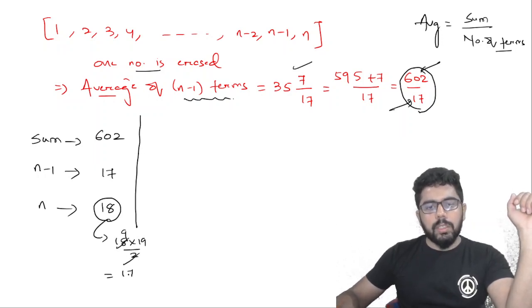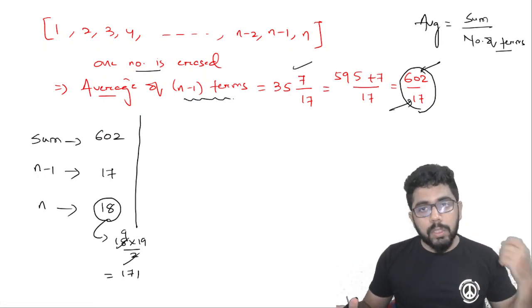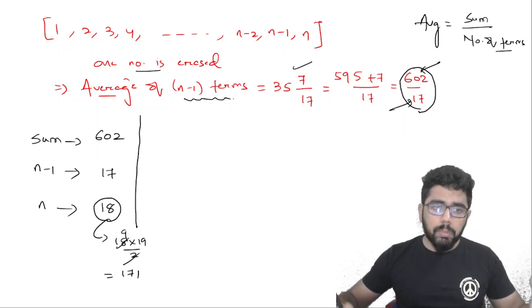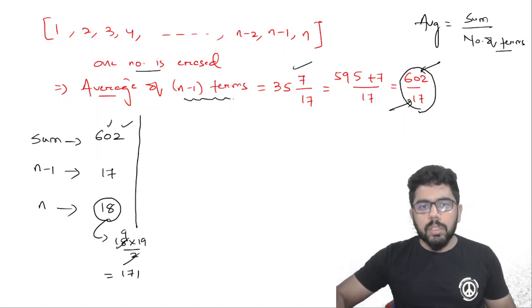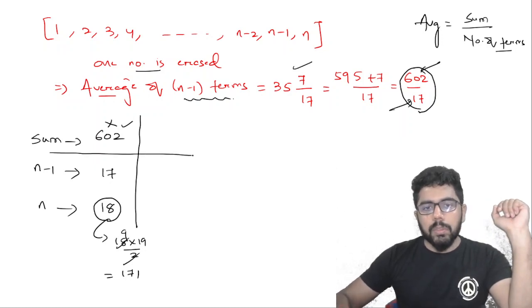So it is 171. So if I add all 18 numbers, I'll reach 171. So how come I can erase one number and still the sum will be 602? This is not possible. So if this is not the case, I'll go to the second possibility.